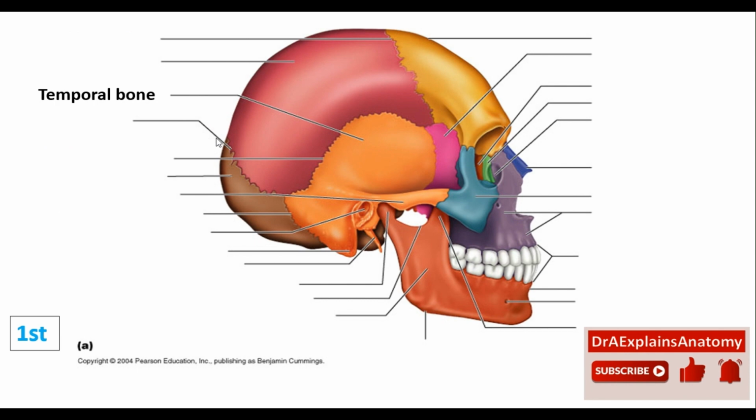Moving to the structures of the temporal bone. First, this is the zygomatic process of the temporal bone. Don't confuse the zygomatic bone right here with the zygomatic process of the temporal bone. This opening is the external acoustic meatus right here.